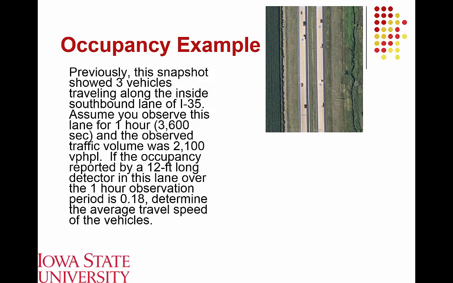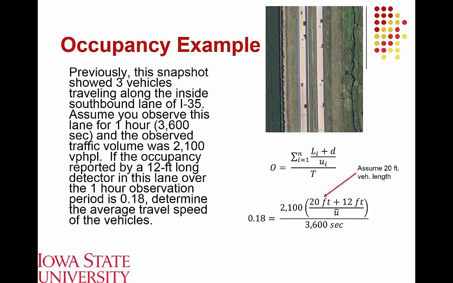Returning to the previous example, we had shown a demonstration with 3 vehicles traveling in the inside southbound lane of I-35. Now let's assume we observed this lane for 1 hour, so 3,600 seconds, and a total of 2,100 vehicles passed through that particular lane of that segment during that 1 hour time period. If the occupancy is being reported by a 12-foot detector, and we find the reported occupancy of 0.18, which means that detector was on 18% of the time, we can then determine the average vehicle speed using the occupancy equation. So we know the occupancy is 0.18 or 18%.